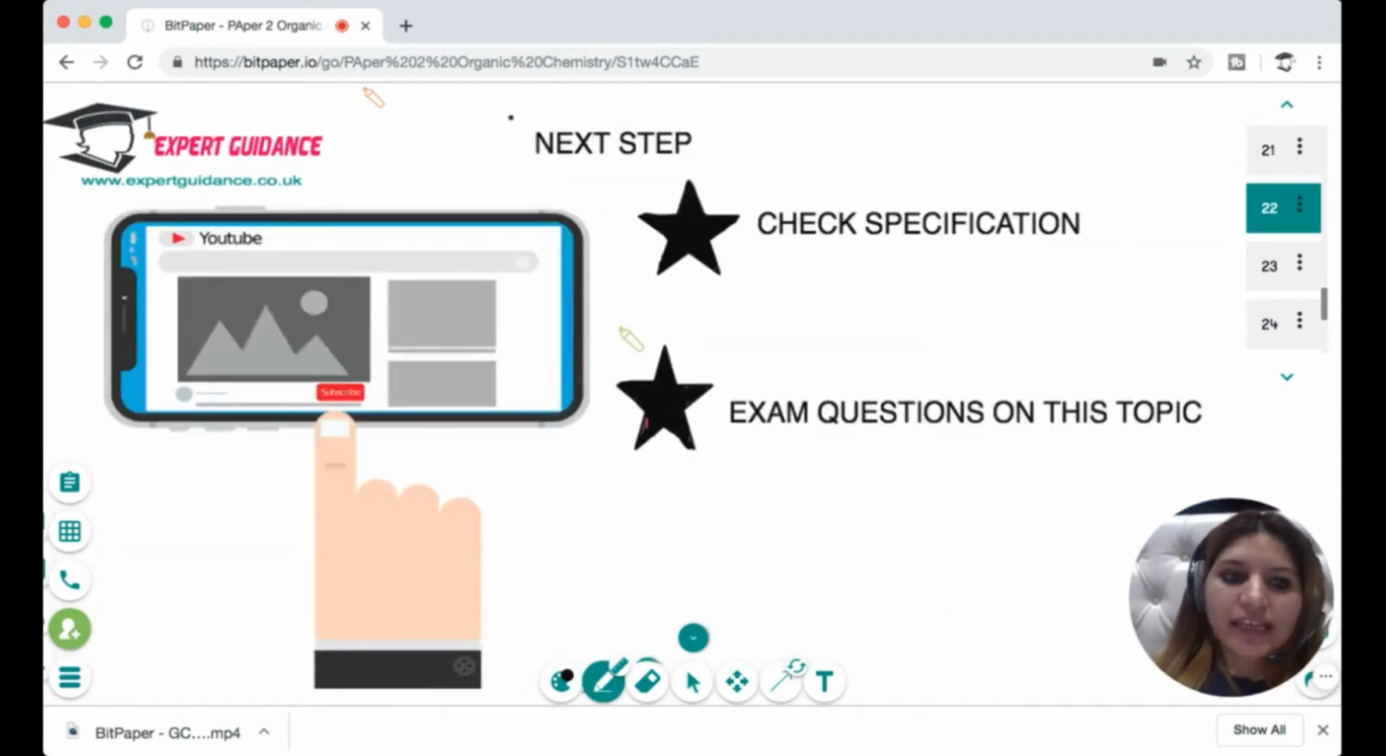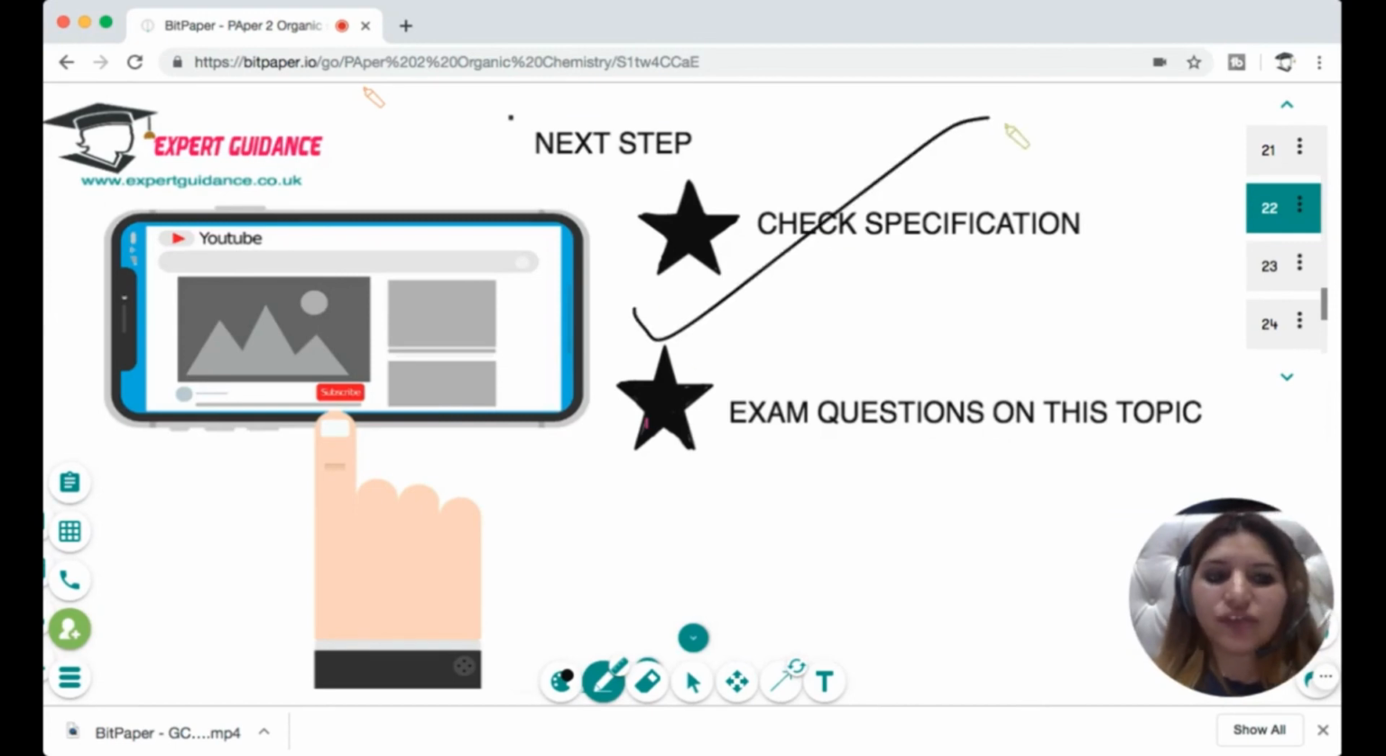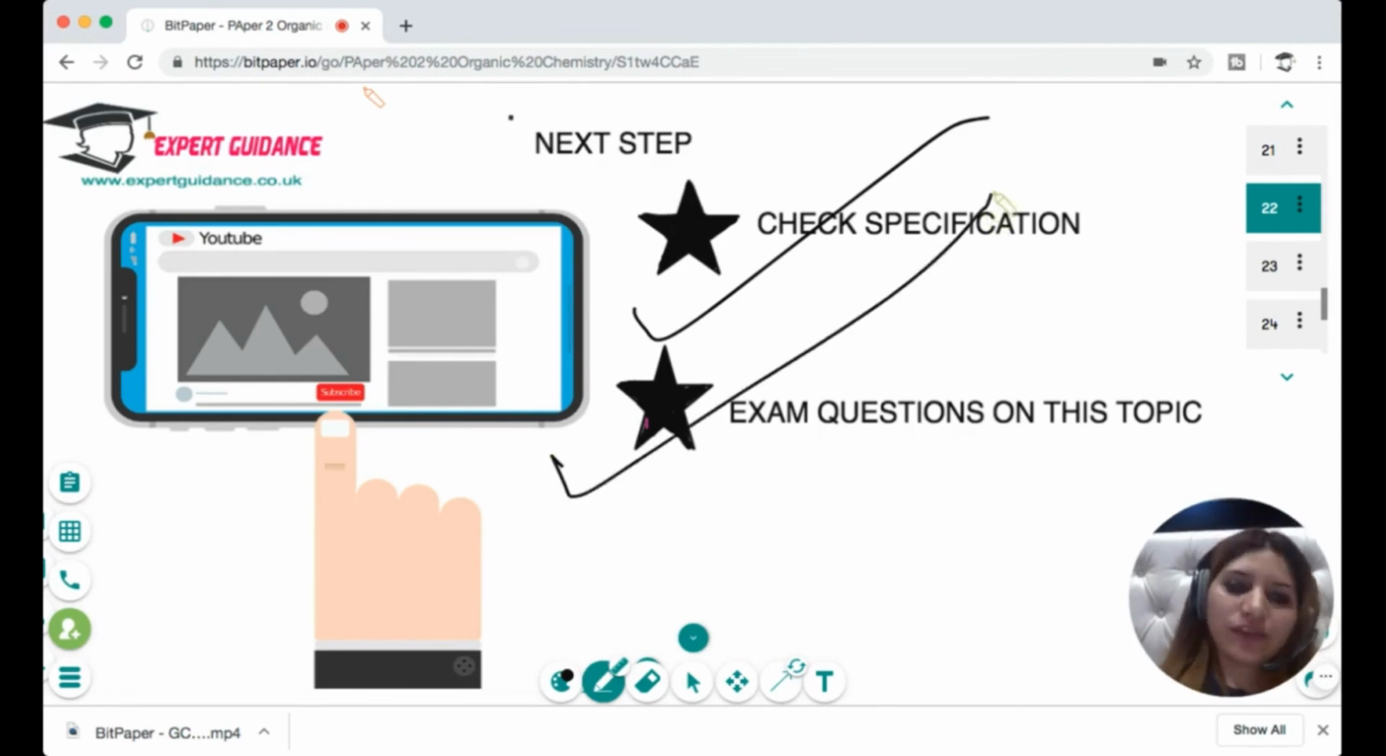So as always, our next step is to check the specification, make sure everything in the specification is still clear to you, and do exam questions on this topic.